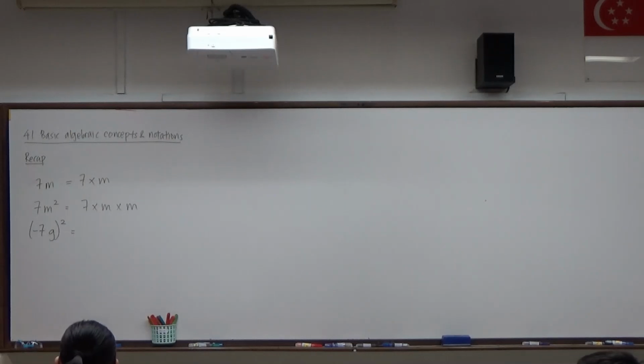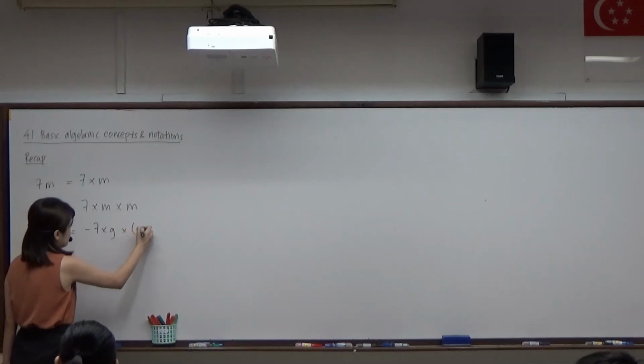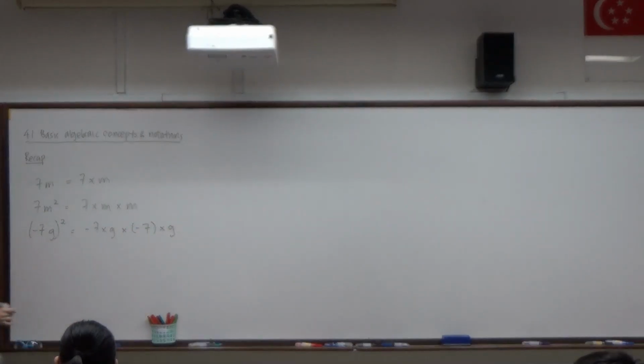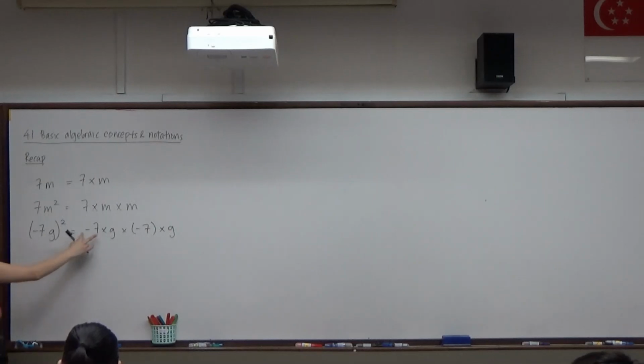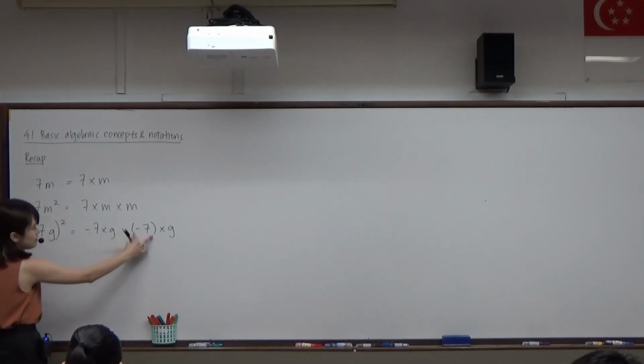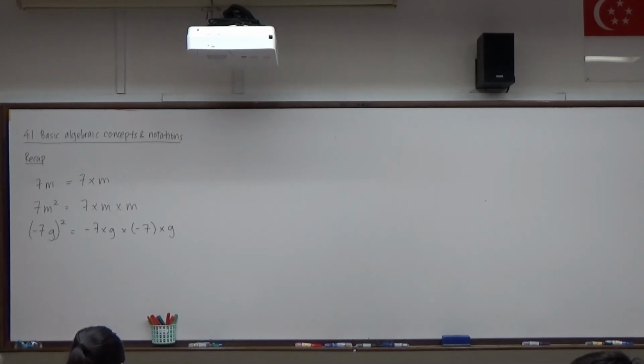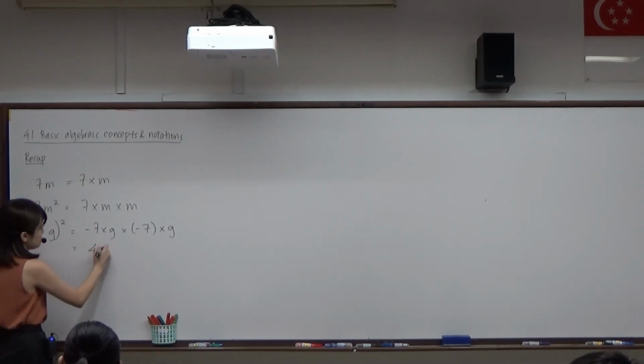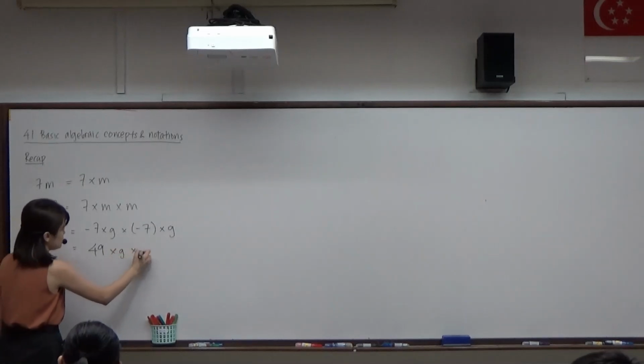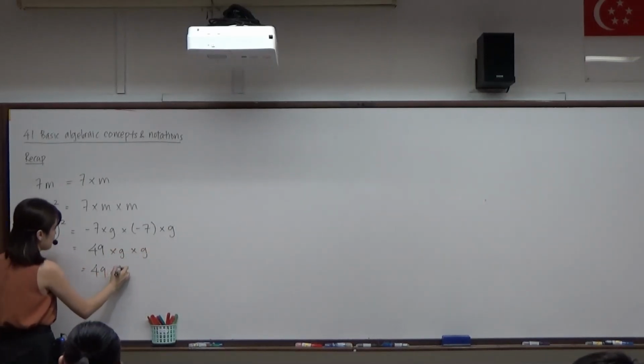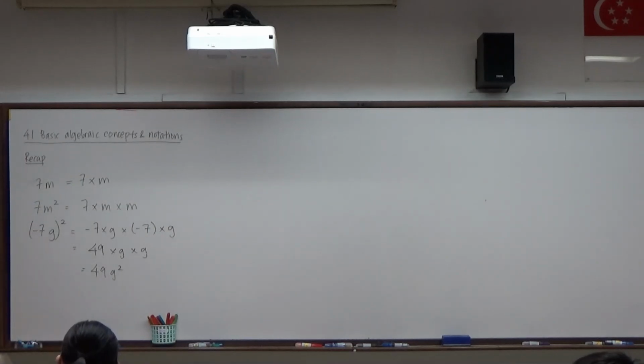Yes, Lily? Give it a try. Negative 7 times g times negative 7 times g. Very good. And then how can we simplify it? Later on we will learn that negative 7 times negative 7 equals 49. So it's the same thing as 49 times g, which is 49g squared. Just a big teaser of what's going to come next.